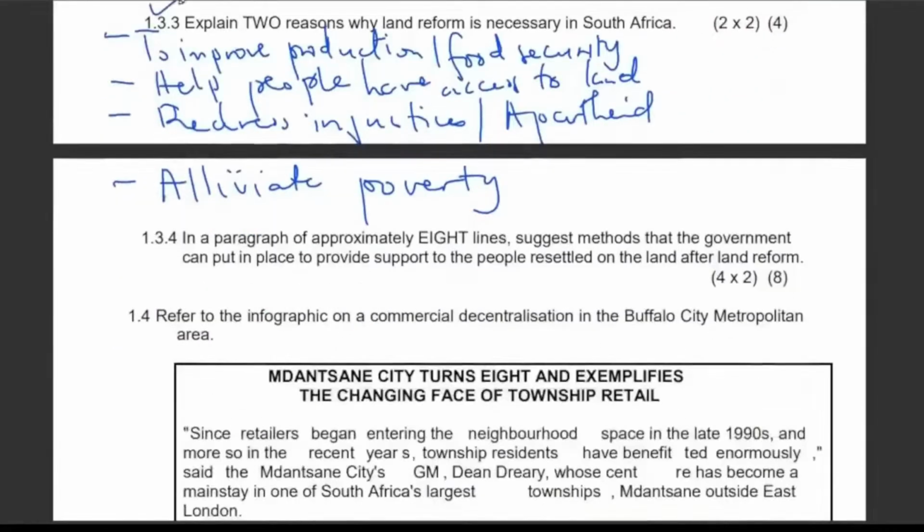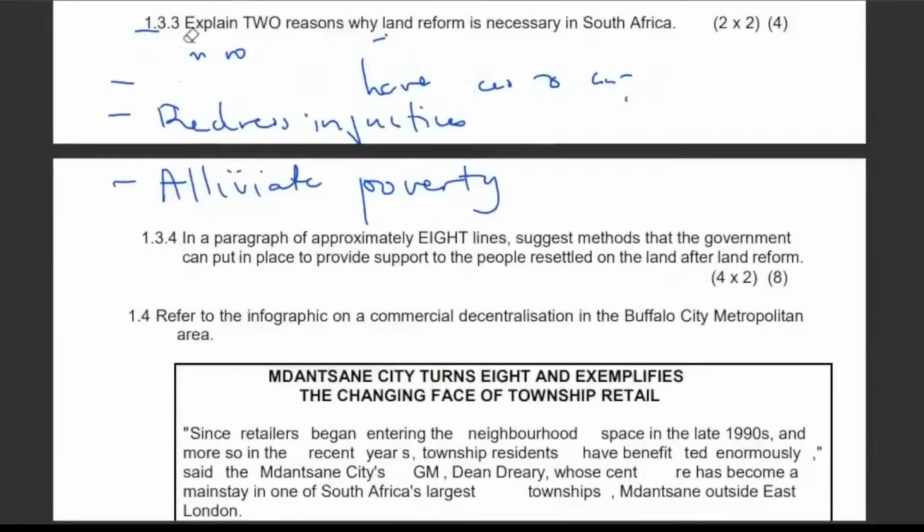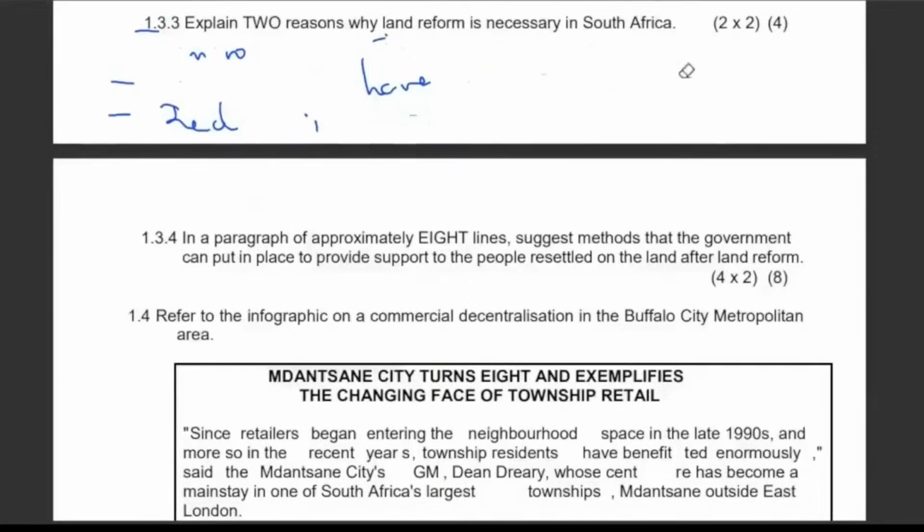I will try to illustrate the responses here. I will erase this part and utilize it for question number 134. Try to find out measures on what the government can do as a way of supporting the beneficiaries of land reform. Right. This is the response for question number 134. What must be done?